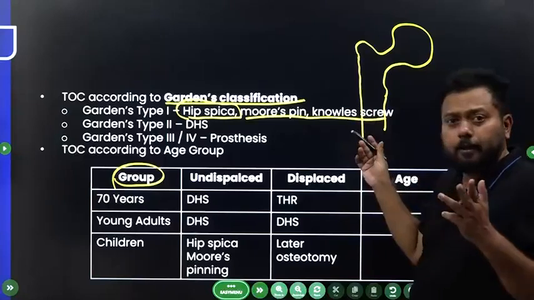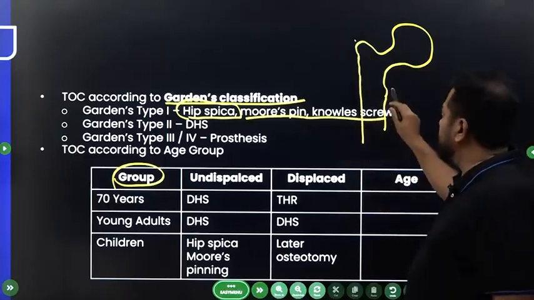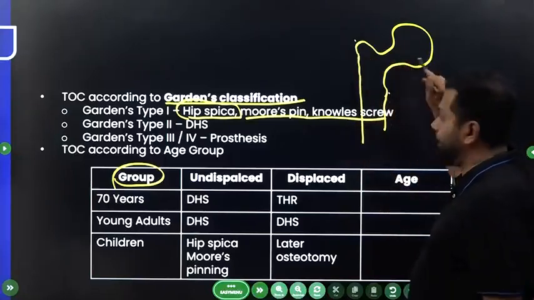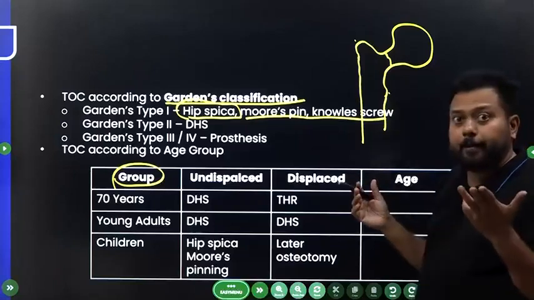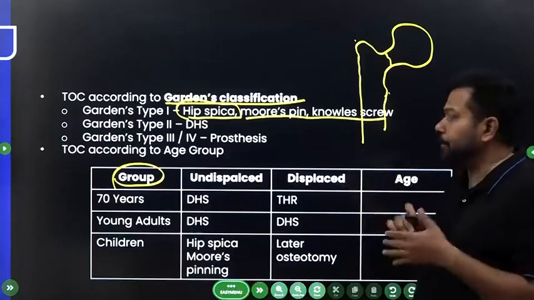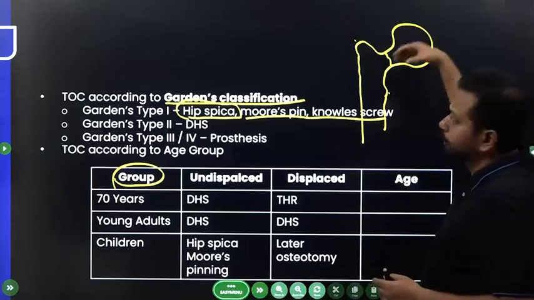Just imagine this is your GT, LT, neck, head like this. A fracture has happened, Gordon's type 2. A fracture has happened in the neck, but it is undisplaced. Why should I remove this and try to replace it?